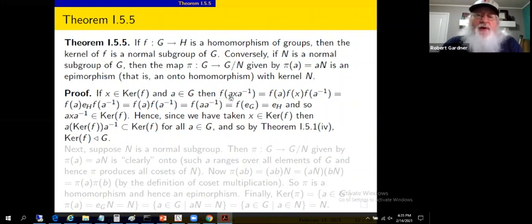If we consider F of A X A inverse, F being a homomorphism, preserves binary operations. This is F of A, F of X, F of A inverse. We said X is in the kernel of F. The kernel of a homomorphism is the stuff in G mapped to the identity of H. That's the definition of the kernel of a homomorphism. So if X is in the kernel of F, then F of X is the identity of H. It's denoted e sub H here.